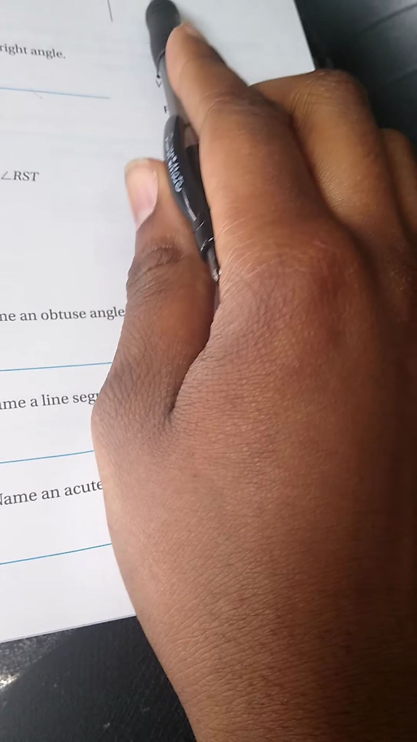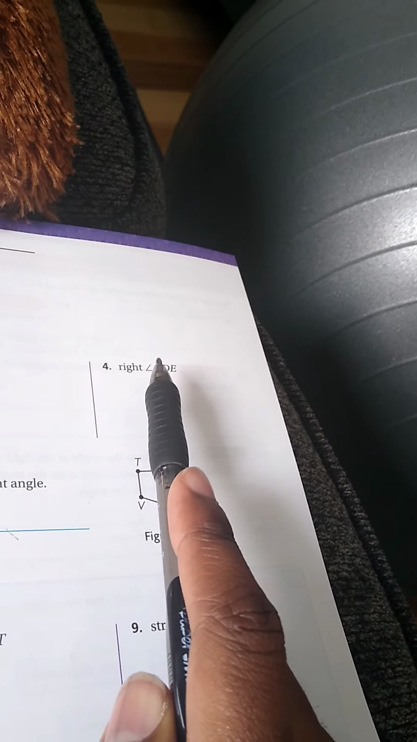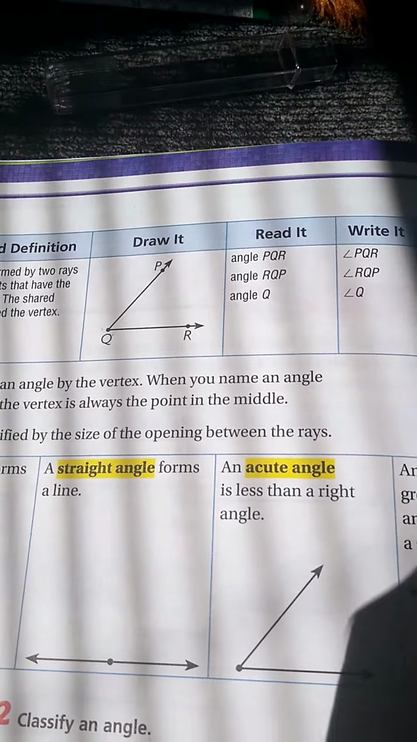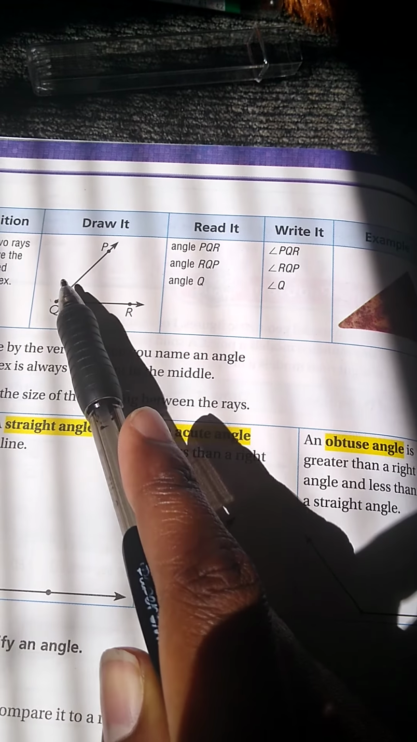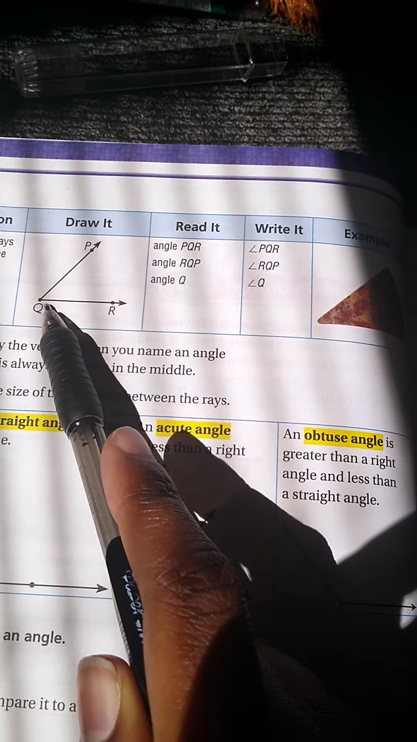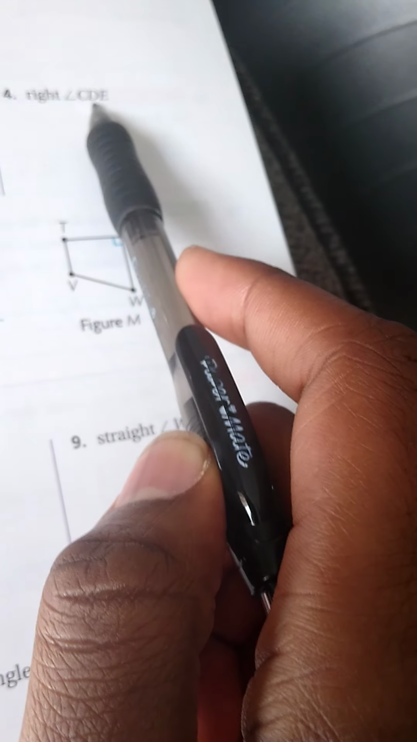Now we're moving down to number 4. Number 4 says right angle CDE. I know that all of these letters are points. I'm actually going to come back over here and I see PQR. So that letter in the middle shows me that that's the point where my 2 lines meet. So let me see, CDE, D is in the middle. That's the point where my lines meet. So I'm going to come right back over here, drawing my right angle.